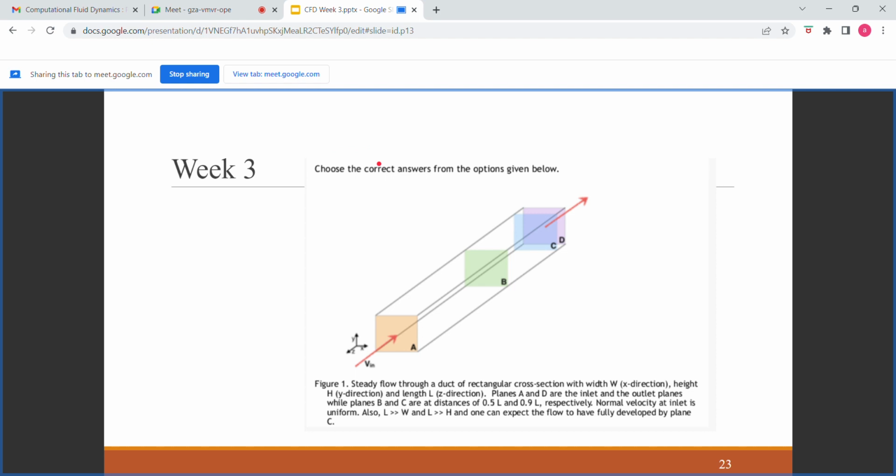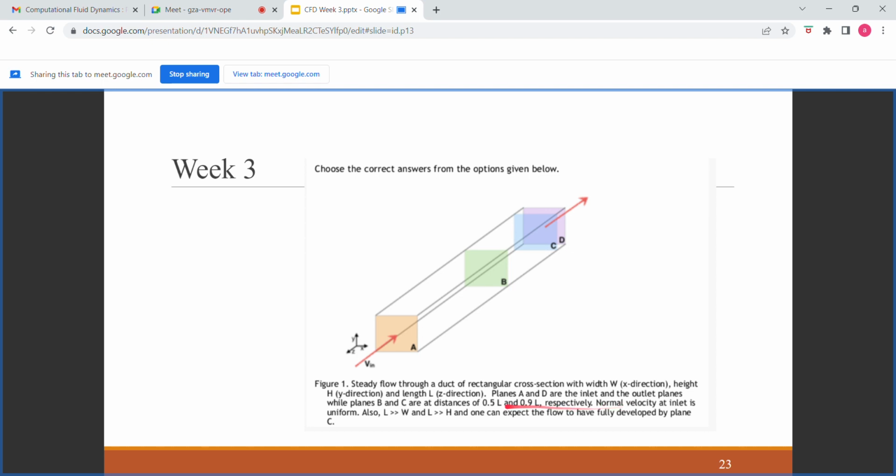It is given that we choose the correct answers from the options below, and this is the case that is given. In this case, steady flow through a duct of rectangular cross section with width W, height H and length L in the Z direction. Planes A and D are the inlet and the outlet planes, while planes B and C are at a distance of 0.5 times L and 0.9 times L respectively.